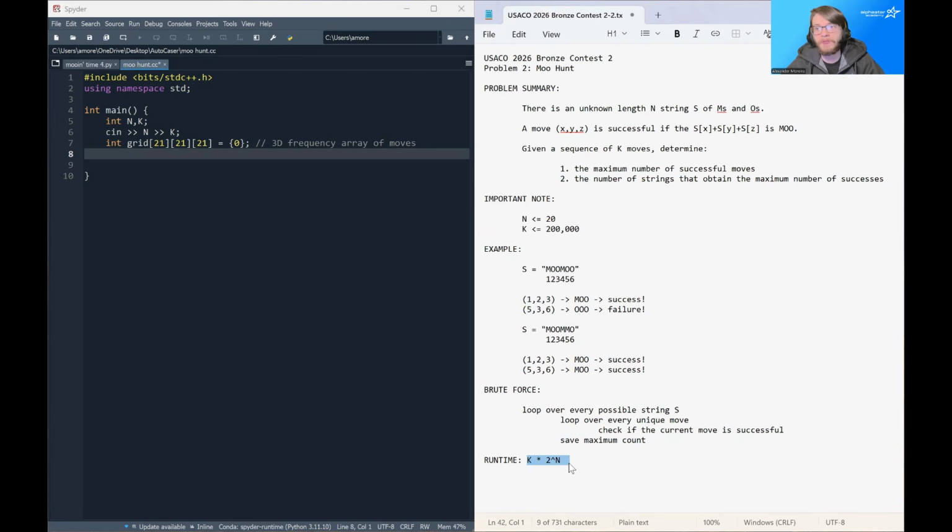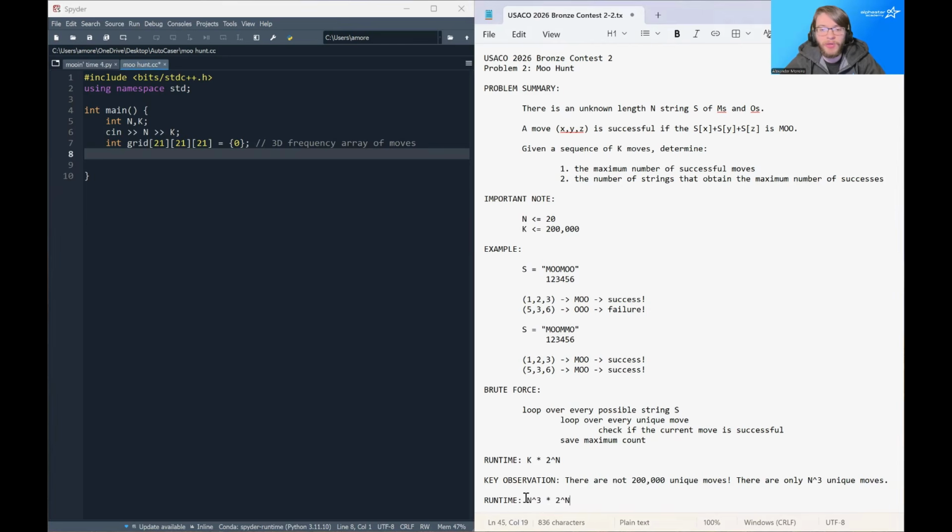The final key observation that we're going to need to make in this problem is that there are actually not 200,000 moves that we need to analyze, because most of the moves aren't unique. There are only n cubed unique moves. How do we know there are only n cubed unique moves? Well, each of the values x, y, and z have to be an index in the string s. Therefore, there are n choices for x, n choices for y, and n choices for z. So in total, we get n cubed unique moves that we can choose from. So instead of brute forcing over every possible move, we should only brute force over the unique moves.